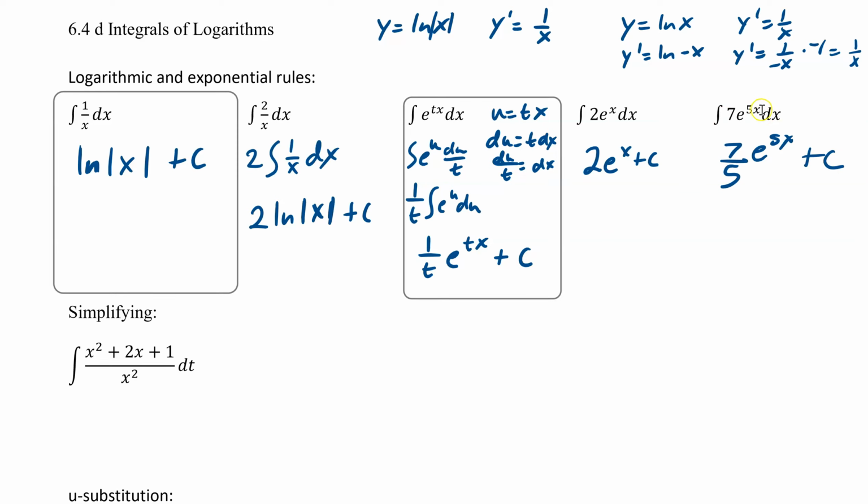If you have just plain old 5x, there's no x squared or anything up there. There's no reason to use u substitution. Just put it down as a denominator.